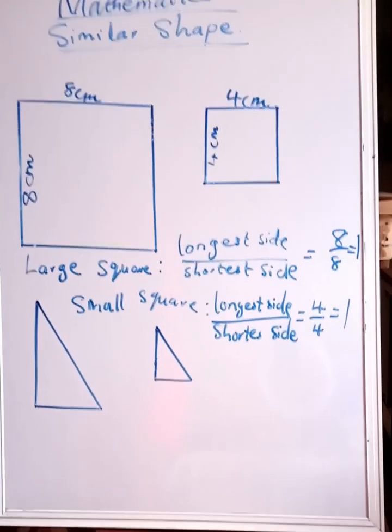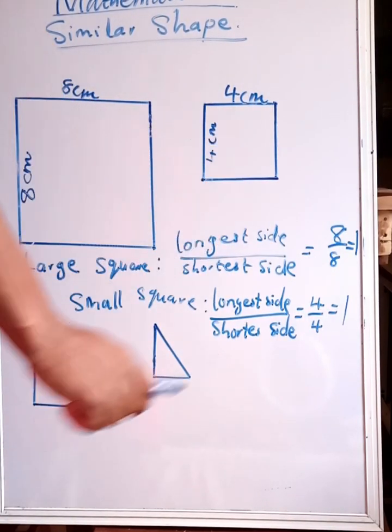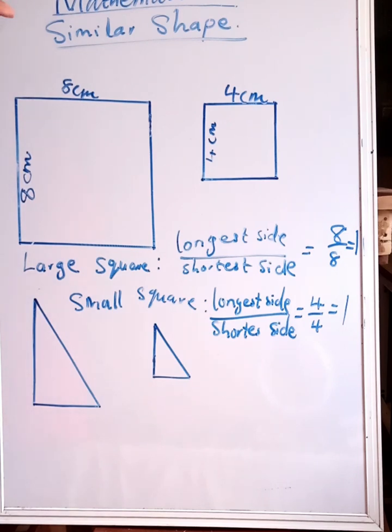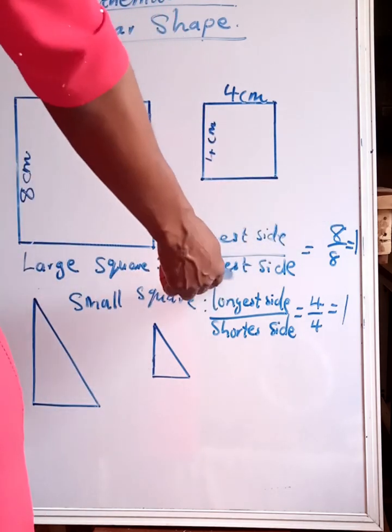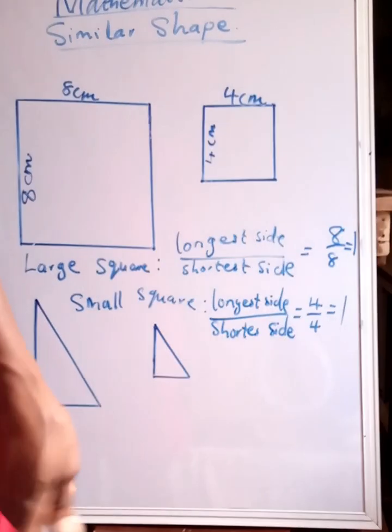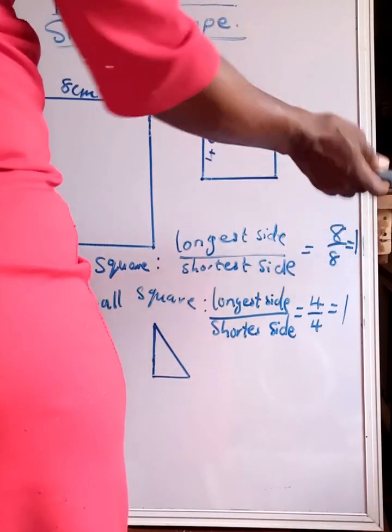So we can find the ratio of the longest side to the shortest side of the square. Let's do that for the large square. For the large square, the sizes are the same. The length is 8 cm and the width is 8 cm. So the longest side is 8 cm and the shortest side, which is the width, is 8 cm. Then 8/8 is equal to 1.